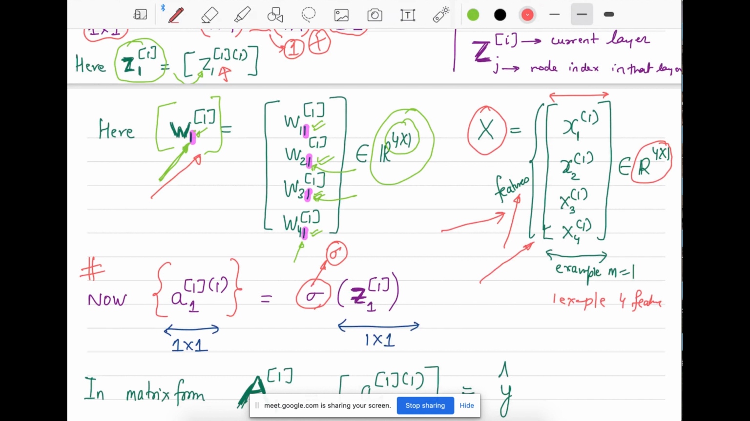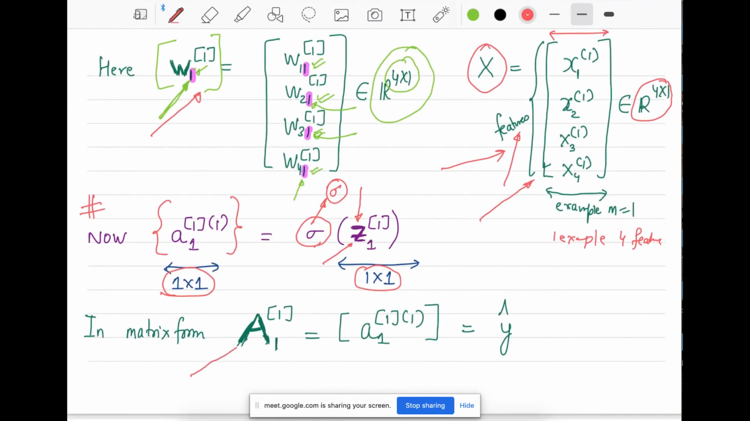So this is the sigma, which represents a nonlinearity acting on this Z11, and note that this is also a matrix. Since we have evaluated that this is 1 cross 1, when you operate sigma on this, you will again get a 1 cross 1 activation. So when you represent it in matrix form, the bold A will be represented like this, which has only one element. And this is the predicted output, which is y hat.